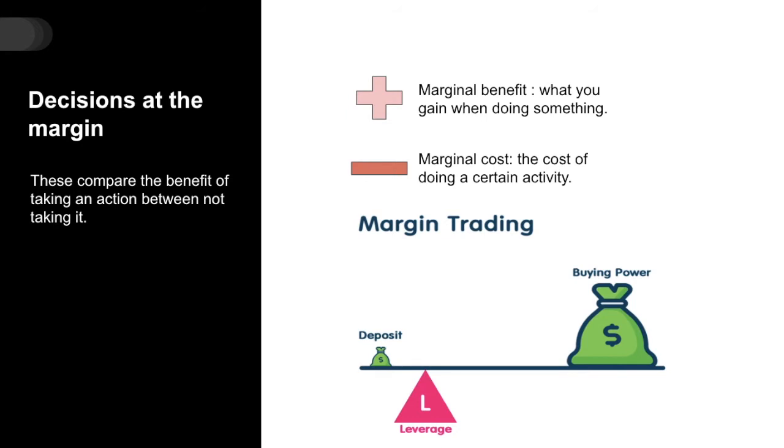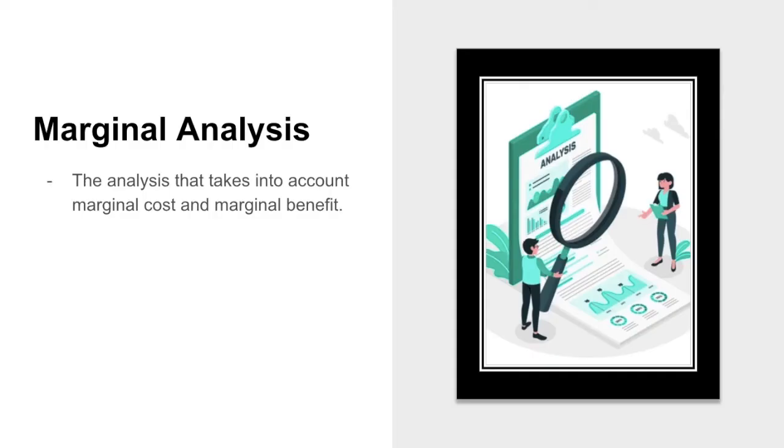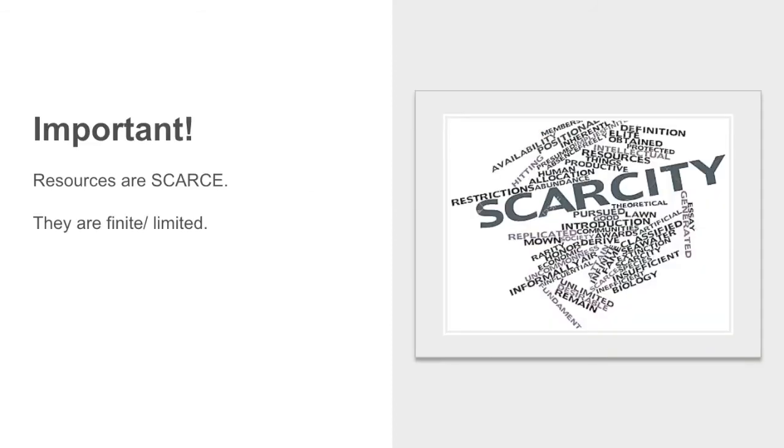So what is marginal analysis? This is an analysis that takes into account marginal cost and marginal benefit, and basically it seeks to analyze the different choices that we make, taking into account the marginal benefit and seeing if this does exceed the marginal cost. Now, a very important thing to highlight is that resources are scarce. They are limited and finite, and therefore they are scarce. This is a very important principle of economics.